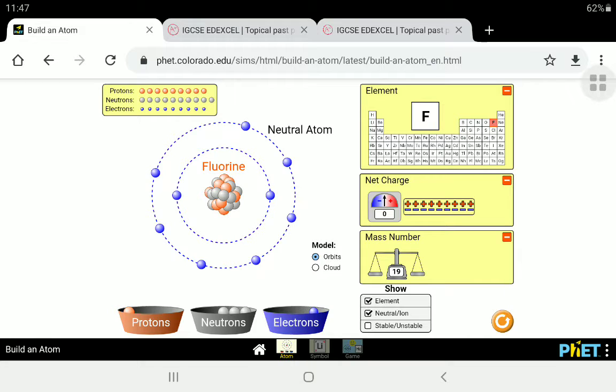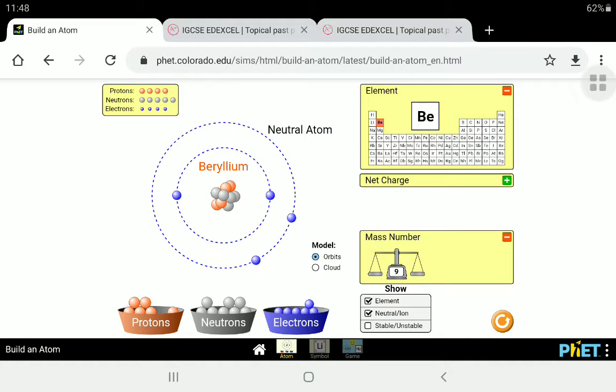Now if I have a fluorine atom and then I add 1 electron, the total charge becomes negative 1. So adding an electron makes it negative, removing an electron makes it positive. You can take more than 1 electron. Also, you can add more than 1 electron.